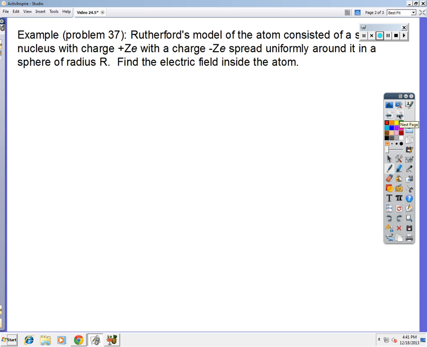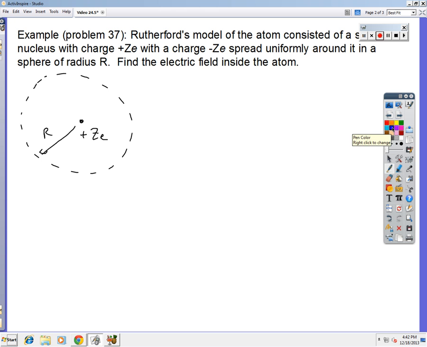And the best way to do this is jump right into an example. Problem 37. Rutherford's model of the atom: you have a nucleus with charge plus Ze, where e is the electron charge, and Z is the atomic number. And then around that, there is negative Ze evenly spread throughout this volume of radius R. And we want to find the electric field inside the atom.